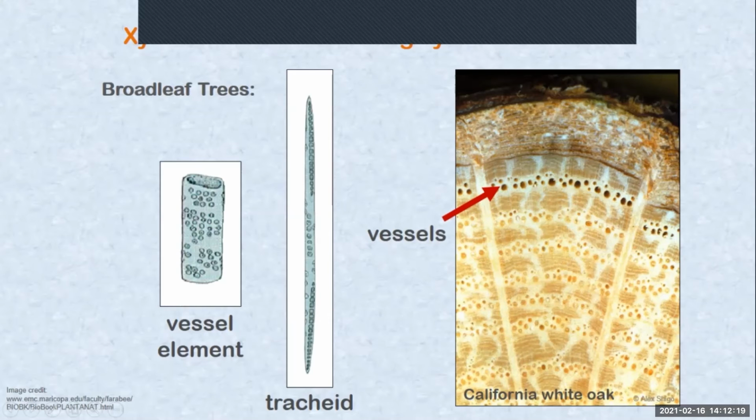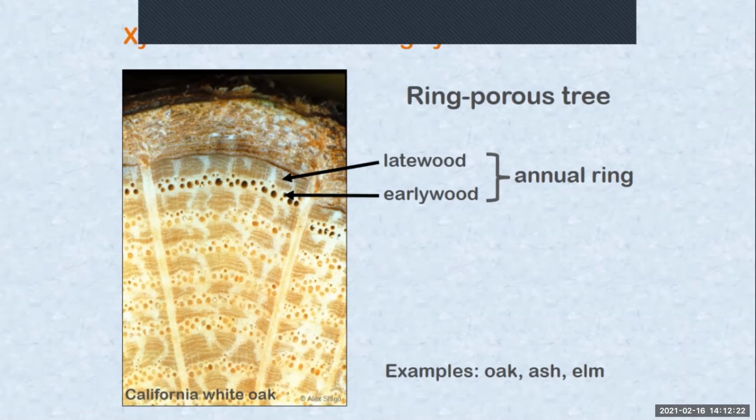Let's see, is there anything else to say about that? I don't think so. This is some terminology from the book.